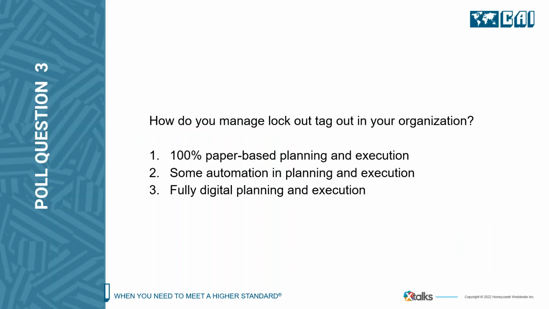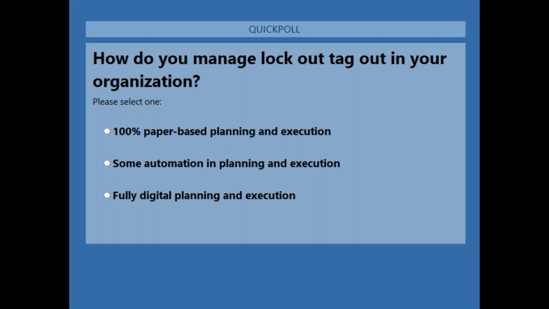Okay, thanks, Nick. All right, here we go. And there's a question, how do you manage lockout tagout in your organization? So there's 3 options below. Please go ahead and select one. Is it 100% paper-based planning and execution, or is it some automation in planning and execution, or the final option, fully digital planning and execution? Please go ahead and cast your votes, and then we'll take a look at the results and get right back to Nick.